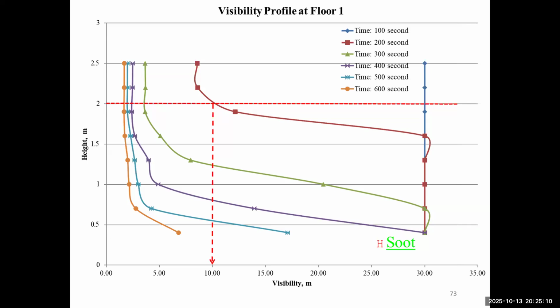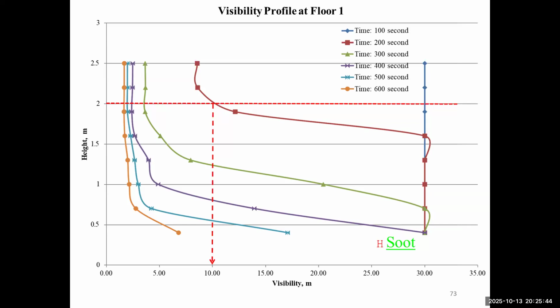What does it mean? It means that we are now in a very black box. We have no visibility for our escape routes and also for our compartment. So that is why we talk about a golden hour to escape in a fire. It shows us that we don't have 10 minutes. We often have just 2 to 3 minutes before our escape routes become impossible to see.